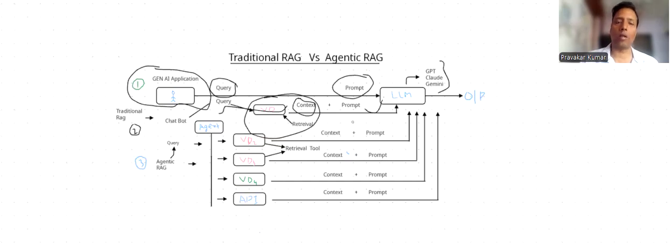Now, coming back to agentic RAG. In the traditional RAG, you have seen that RAG stands for retrieval, augmentation, and generation. The retrieval part was to get the context from the vector database. Augmentation means that context, along with the query, will be augmented as a prompt to give this information, this instruction, to the LLM.